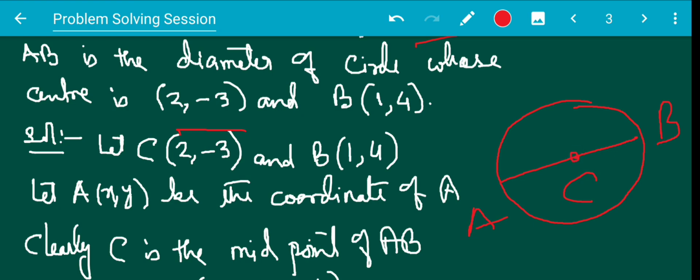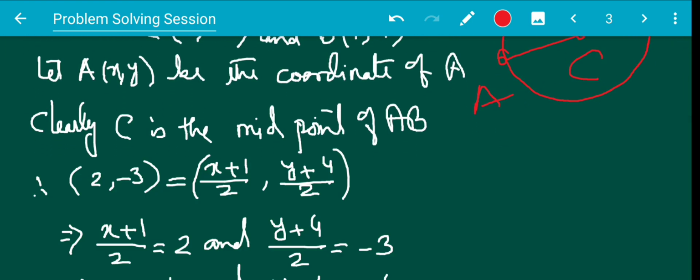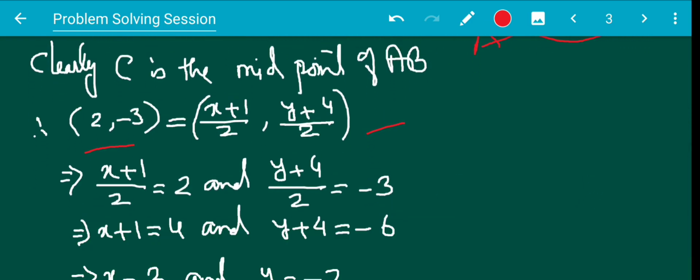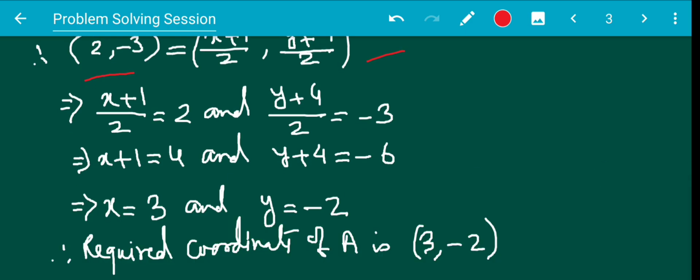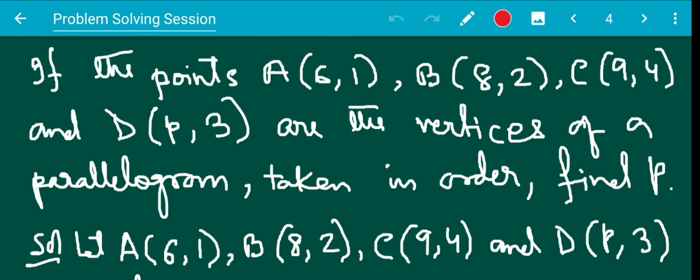So if I find the midpoint of AB, these 2 points A and B, then that must be equal to C. So here we have written that let A (x, y) be the coordinate of A, and clearly C is the midpoint of AB. So applying the midpoint formula for AB, the 2, minus 3 must be equal to the midpoint of AB. So on equating both x coordinate and y coordinate, we can see that x is 3 and y is minus 2. So the required coordinate of A is 3, minus 2. So this is another kind of problem where you have used the property of geometry, that is center is the midpoint of the diameter.